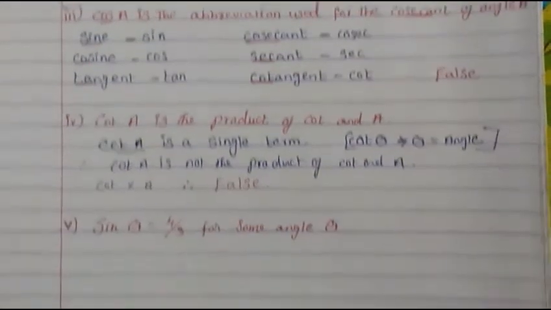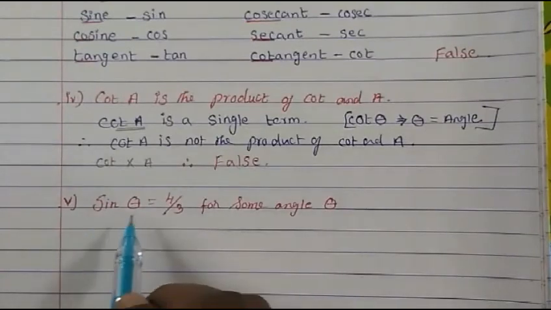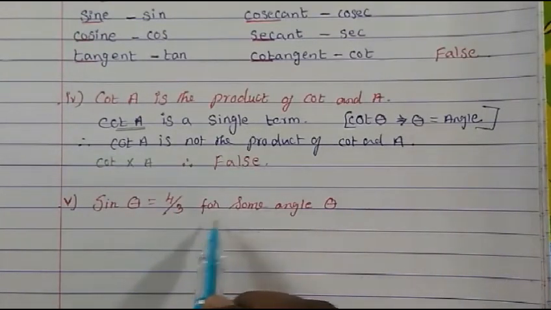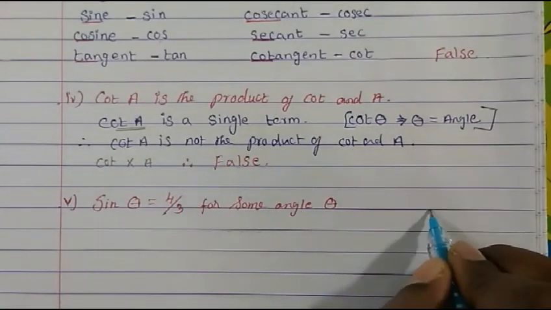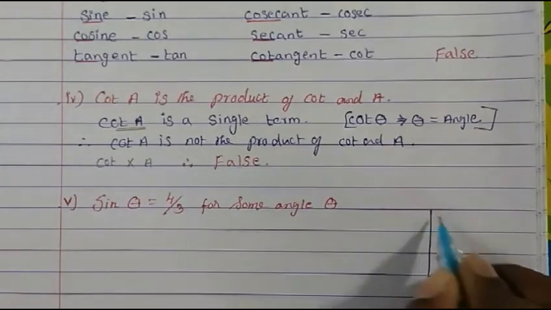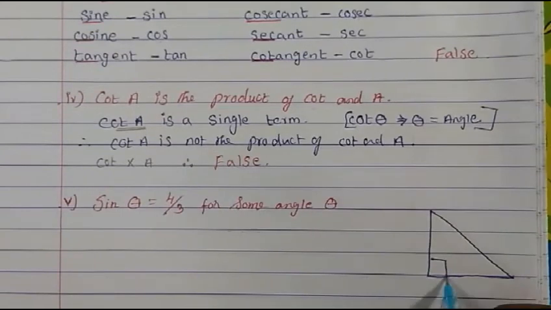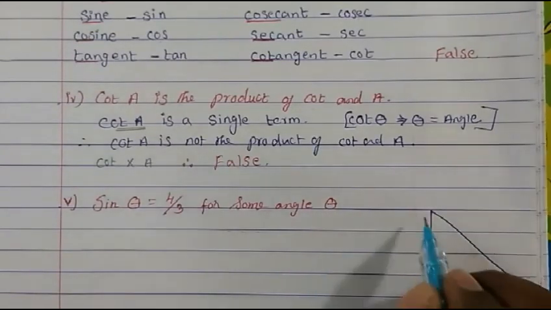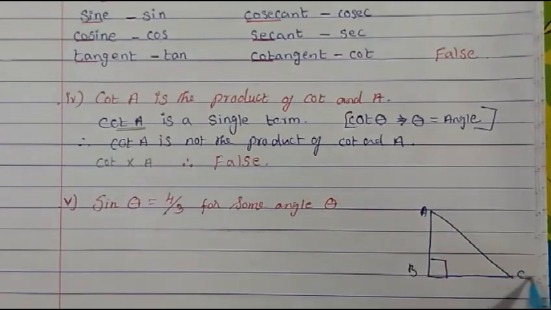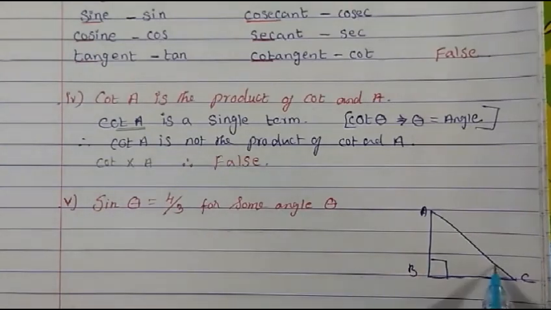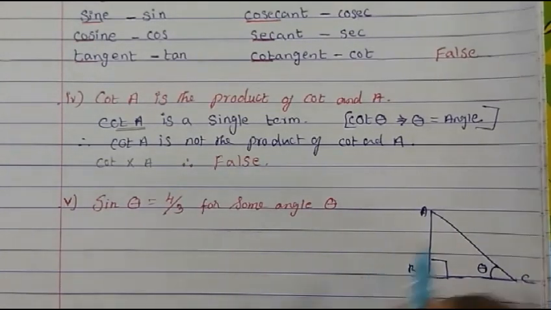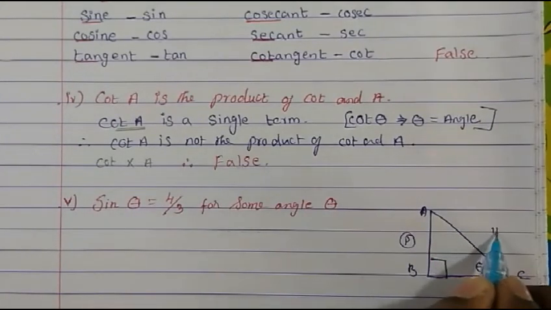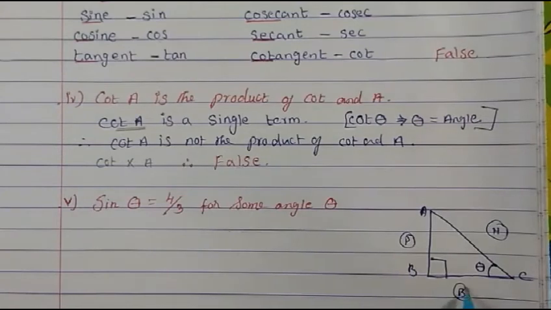Now fifth one, sine theta is equal to 4 upon 3 for some angle theta. So let us think it is a right angle triangle. Right angle triangle means 90 degrees should be there. So let's think that it is triangle ABC and some theta anywhere we can take. If this is the theta, opposite to that becomes perpendicular, opposite to 90 degree becomes hypotenuse, and this is base.